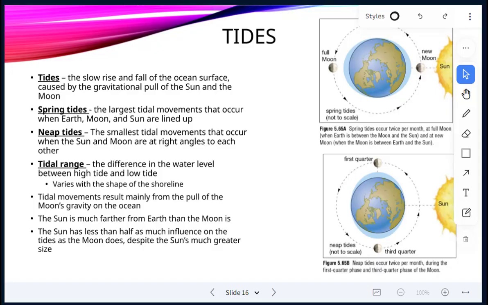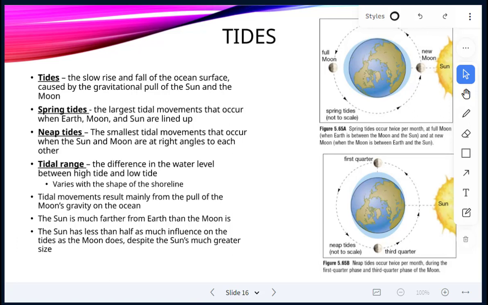The next part of this topic on oceans is tides. Tides are the slow rise and fall of the ocean surface. It's caused by the gravitational pull of the sun and the moon, but the sun is much farther from Earth than the moon is. So the tidal movements that we see result mainly from the pull of the moon's gravity on the ocean. The sun has less than half as much influence on the tides as the moon does. Despite the sun's much greater size, it has to do with the distance.